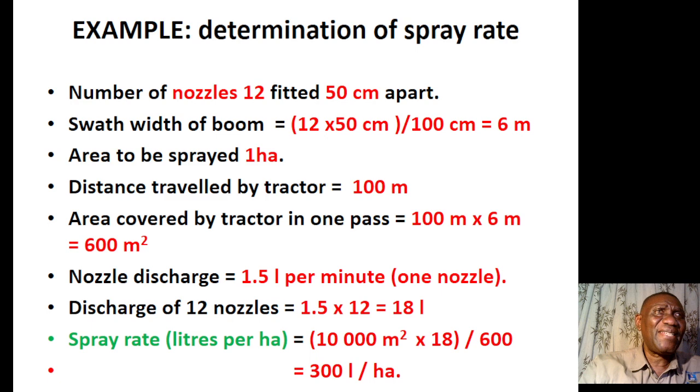Area to be sprayed is 1 hectare. Distance traveled by the tractor is 100 meters. So the area with one pass to cover 100 meters will be 100 meters times 6 meters, which is the swath, and we will get 600 square meters.